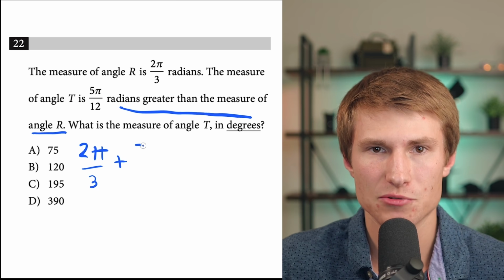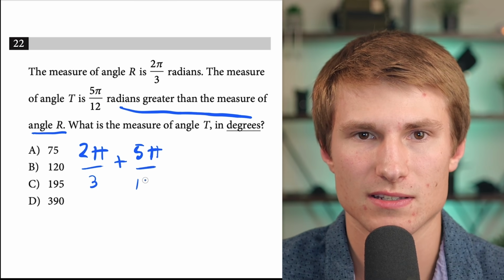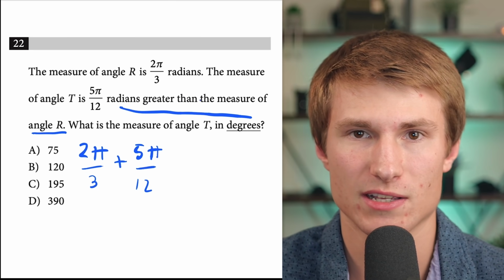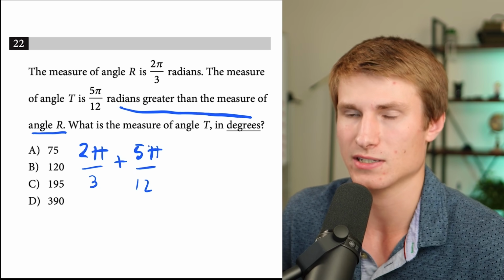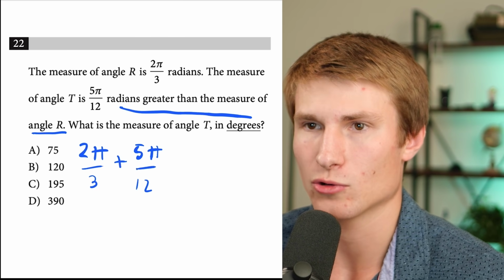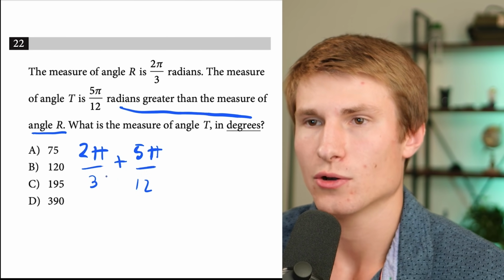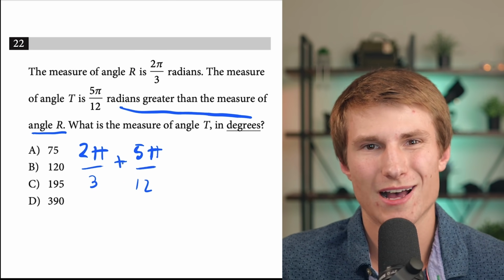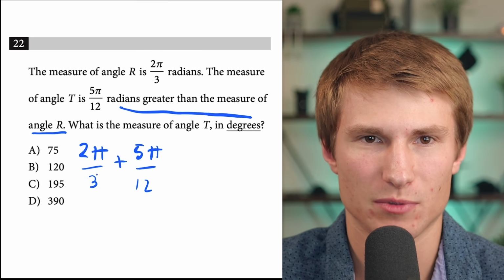Now we have to add on to that the 5 pi over 12 radians, since 5 pi over 12 is the amount of radians that we are greater than the angle measure of r to get to angle t. From here, we need to have a common denominator in order to add these fractions. So to do that, I see 3 and 12. I'm just going to go ahead and make it 12. I know that you could sort of simplify it, but I'm not going to.